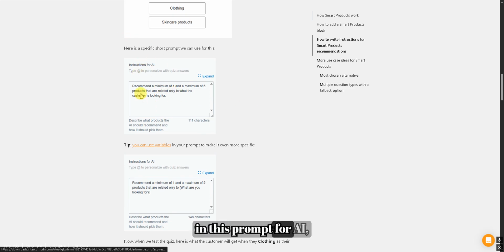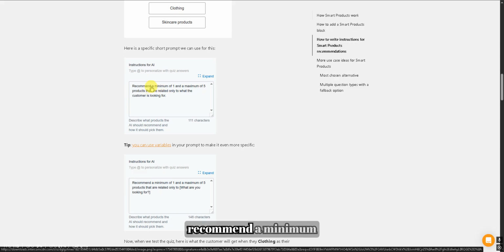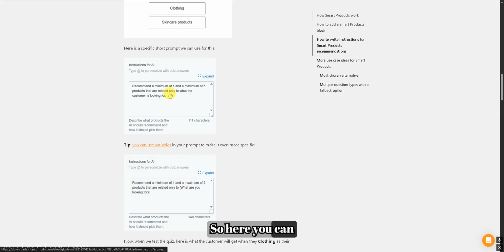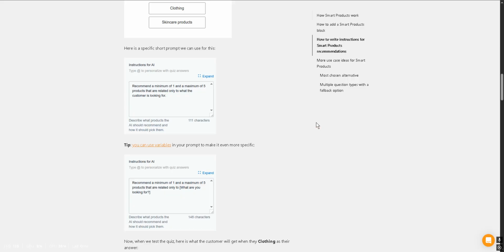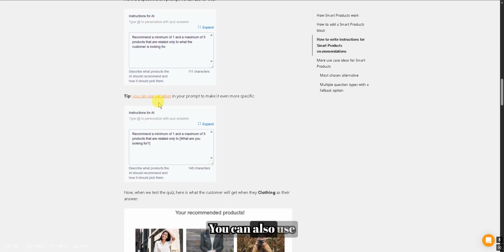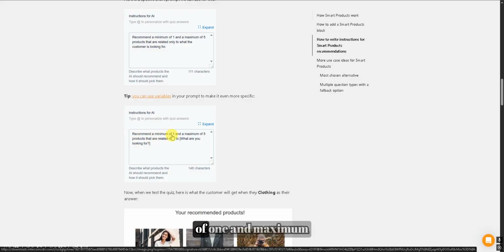So in this prompt for AI, it says here recommend a minimum of one and a maximum of 5 products that are related only to what the customer is looking for. So here you can enter a prompt which is more optimal for you to recommend for customers. You can also use this prompt: recommend a minimum of 1 and a maximum of 5 products that are related to what you are looking for.